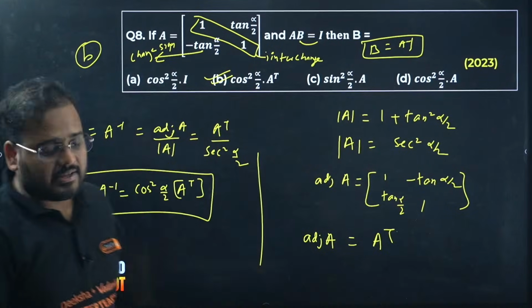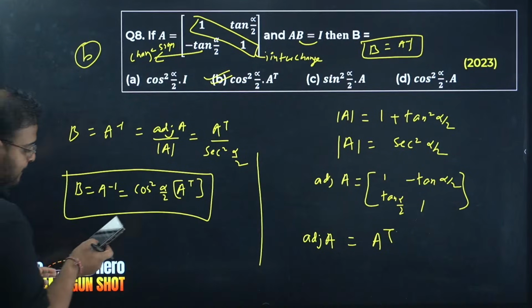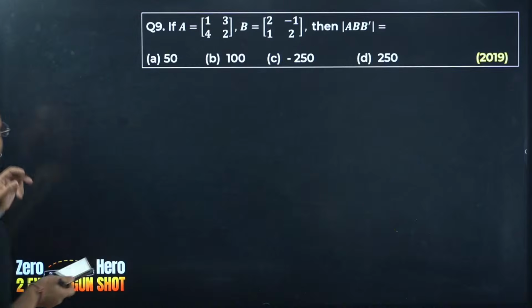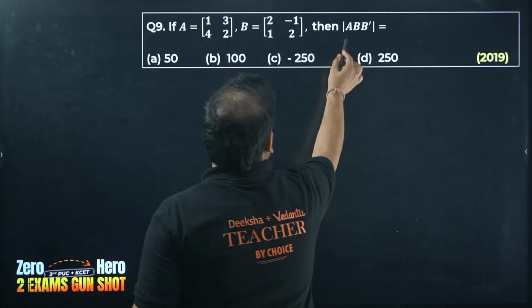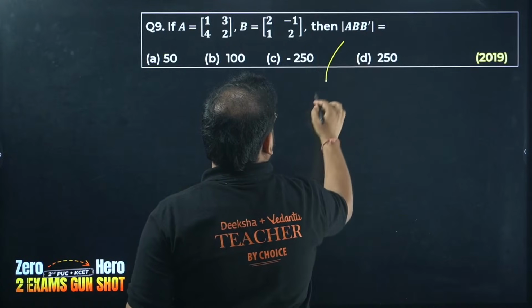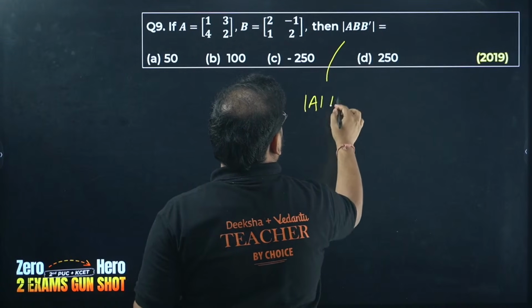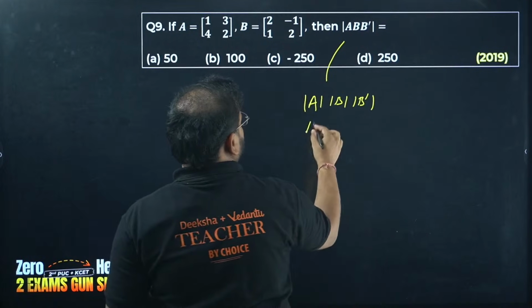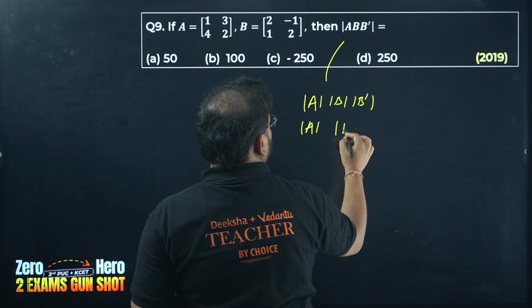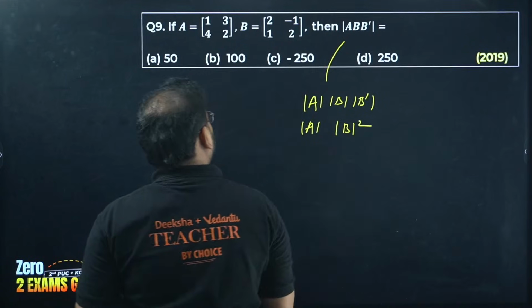2023. You can check the year over here, 2023. Yes, 9th one. A is this, B is this. Find the value of A, B, B transpose. Apply the property. A, B, B dash will become simply A and the square of the determinant of B.